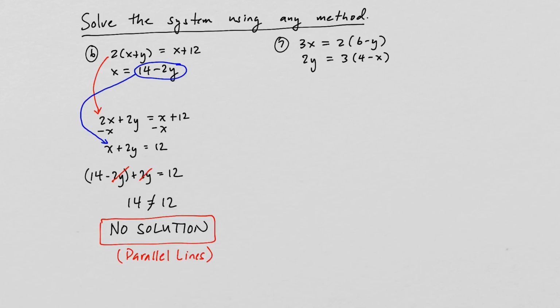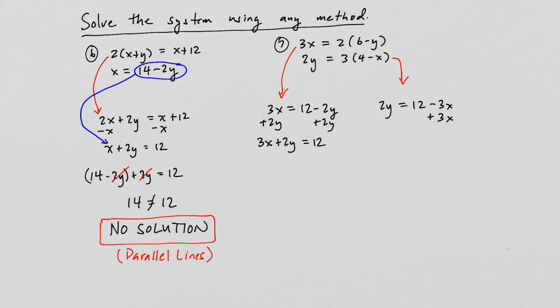For example 7, we have a system which is very similar to the last one in that both of these could use some rewriting, some simplification. So this first equation, if we multiply it out, we get 3x equals 12 minus 2y. And if we add 2y to both sides, we end up getting 3x plus 2y equals 12. The second equation, if we multiply it out, we get 2y equals 12 minus 3x. And if we add 3x to both sides, we get 3x plus 2y equals 12.